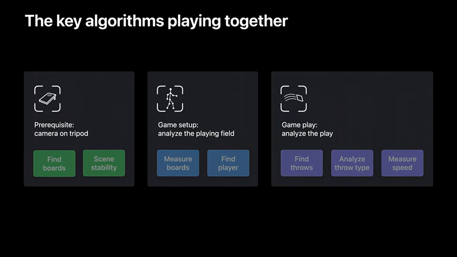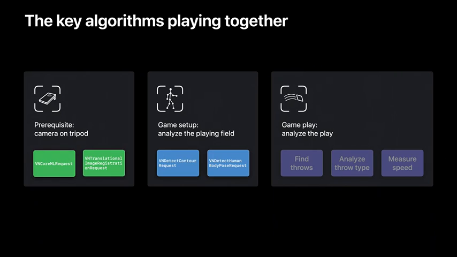So to find the boards, we trained a custom model, and we're using the VNCoreMLRequest to actually run the inference on that model. And it tells us where the board is. Once we have the board, we can now use the VNTranslationalImageRegistrationRequest to analyze for scene stability. We measure the boards by running the VNDetectContoursRequest, which gives us the outline of the board itself. And then we use the VNDetectHumanBodyPoseRequest, which is new this year, to find the human.